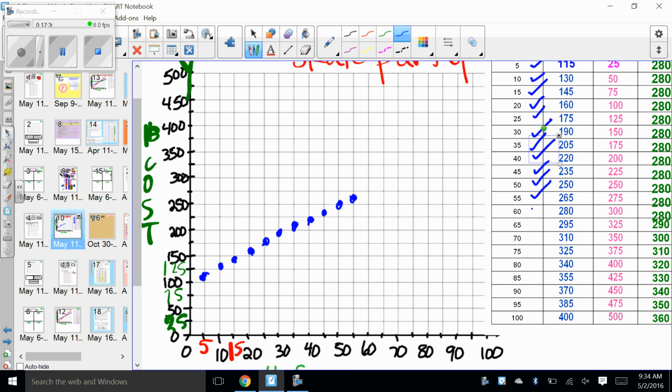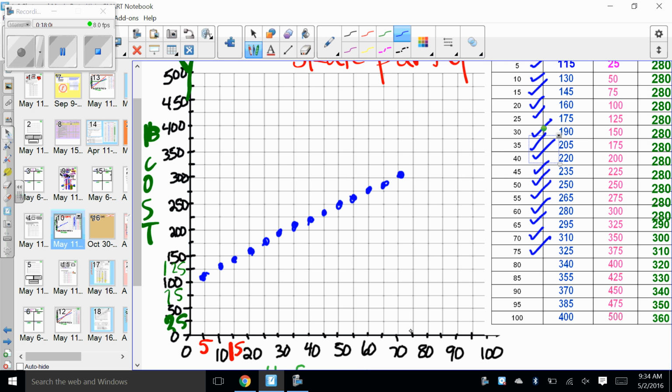60 people is 280. Over to 60 people, up to 280. Kind of a guessing game there as well. 65 people is 295. 65 people, up 295. You're guessing it out. 70 people, over to 70 people, up to 310, kind of guessing. You should notice a pattern, however. Should be making a straight line because it is linear.